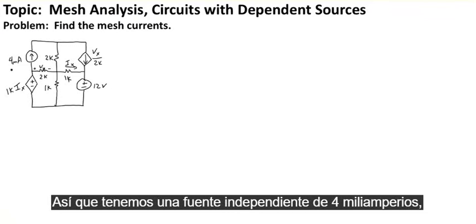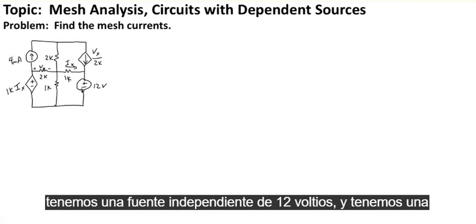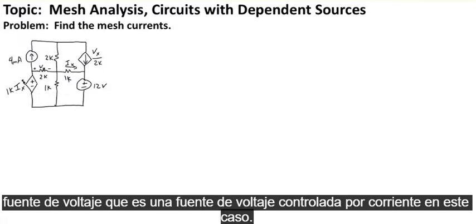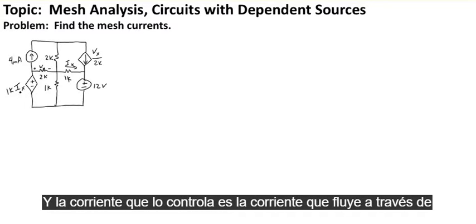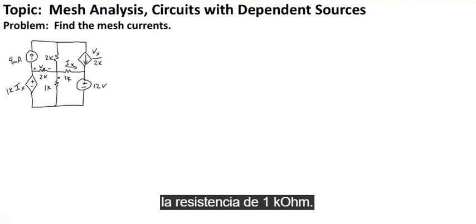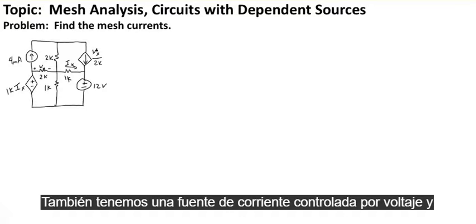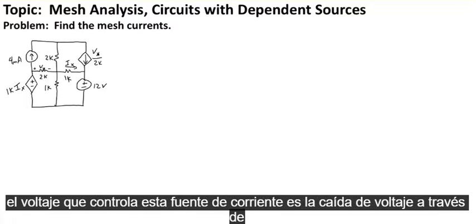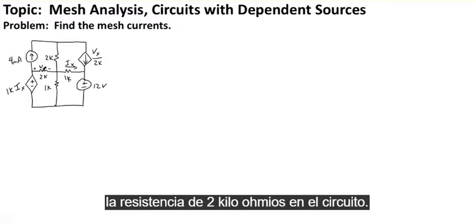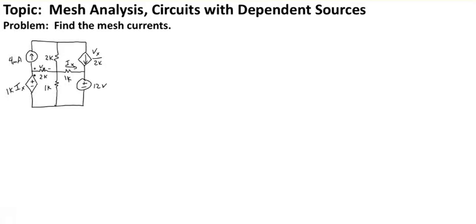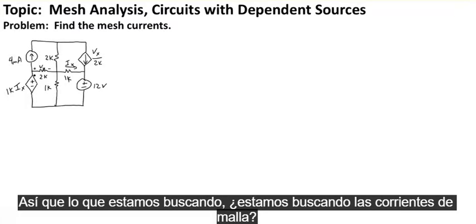So we have a 4 milliamp independent source, we have a 12 volt independent source, and we have a voltage source that is a current controlled voltage source in this case. And the current that's controlling it is the current that's flowing through the 1 kilo ohm resistor. We also have a voltage controlled current source, and the voltage that's controlling this current source is the voltage drop across the 2 kilo ohm resistor in the circuit. So what we're looking for are the mesh currents.